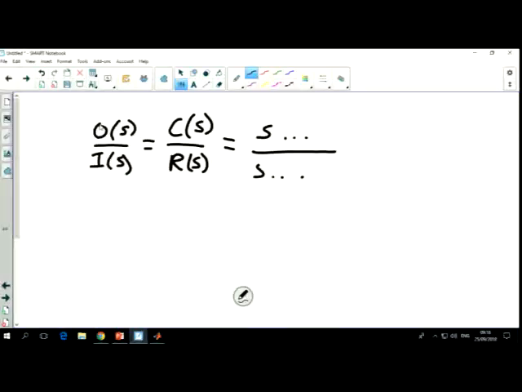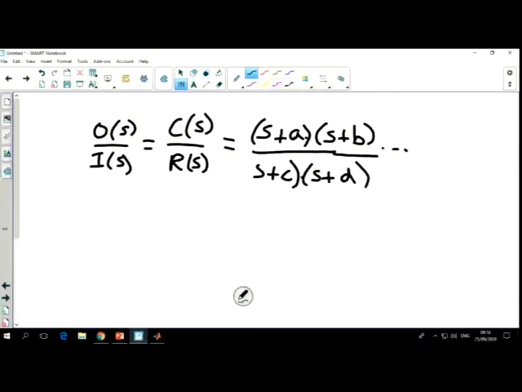So if you factorise that into, and so on, where a, b, c and d are numbers, yeah? And s's are your Laplace variables, they stay as s's. The definition of poles and zeros is what makes that transfer function infinite or zero.